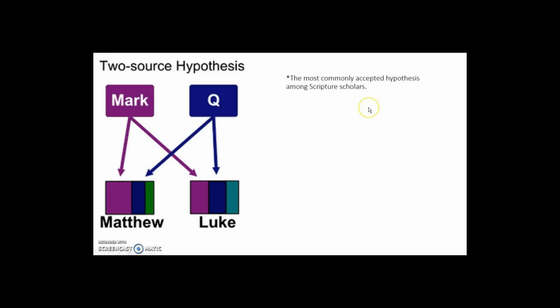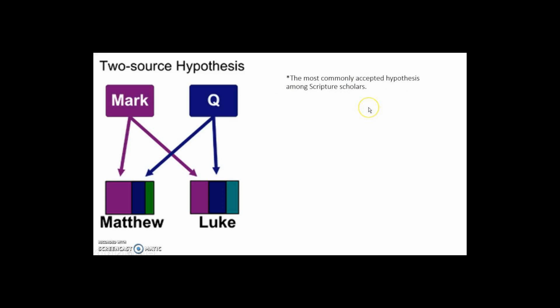The two-source hypothesis emerged in the 19th century. B. H. Streeter definitively stated the case in 1924, adding that two other sources, referred to as M and L, lie behind the material in Matthew and Luke respectively.